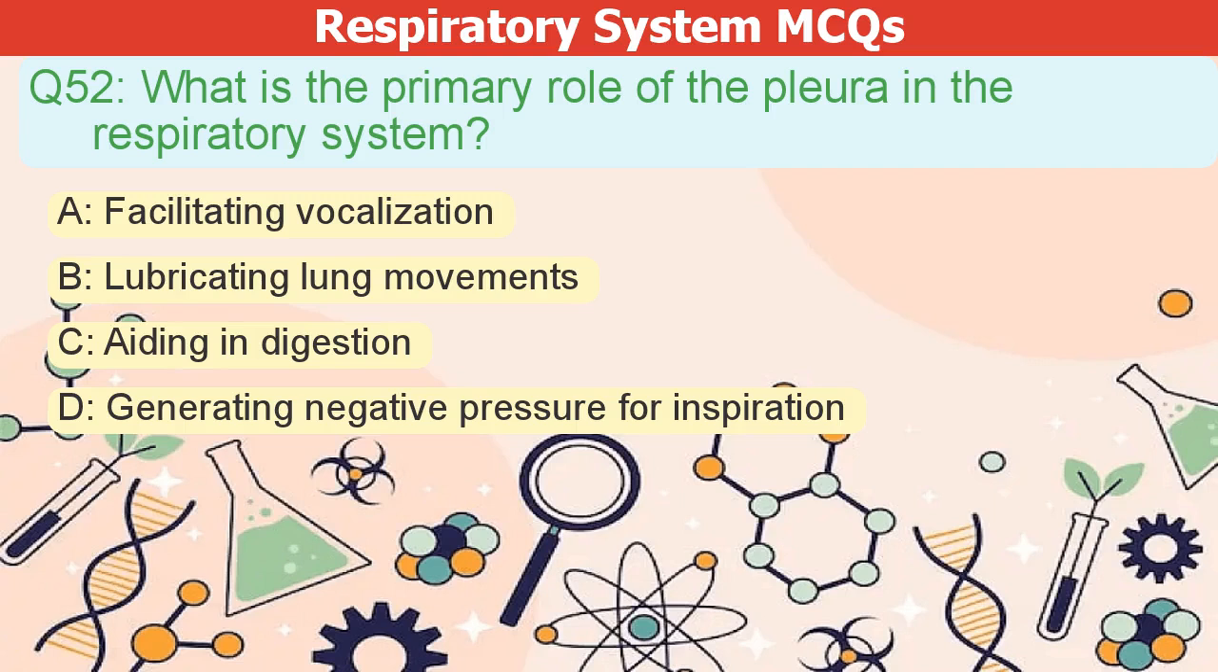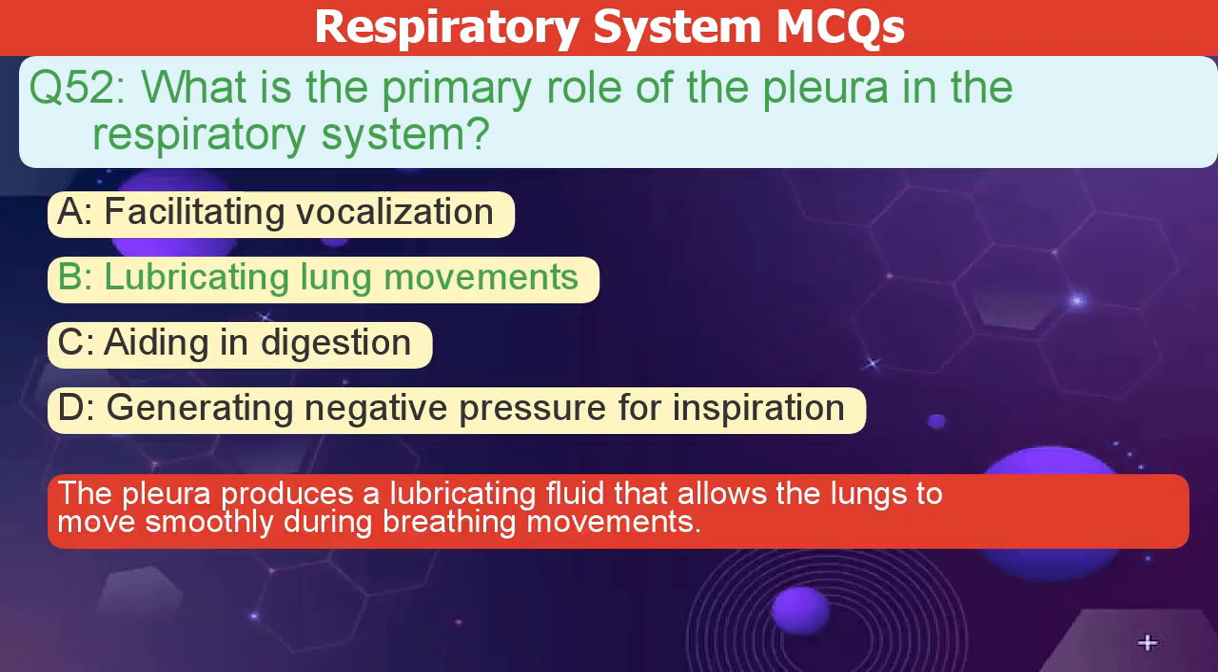A. Facilitating vocalization. B. Lubricating lung movements. C. Aiding in digestion. D. Generating negative pressure for inspiration. The correct answer is B. The pleura produces a lubricating fluid that allows the lungs to move smoothly during breathing movements.